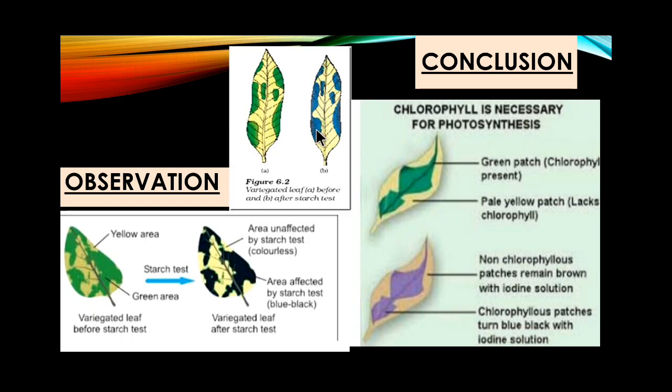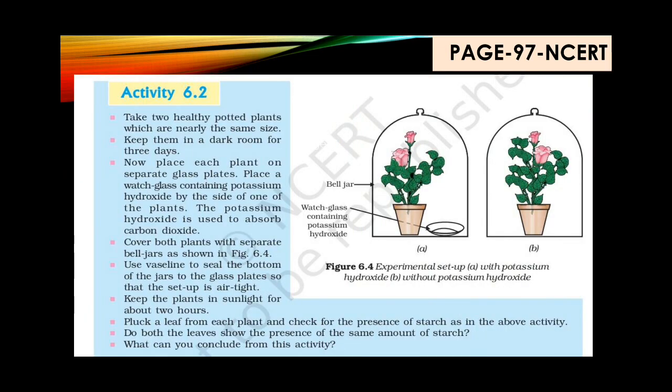Okay, so therefore we can say chlorophyll is necessary for photosynthesis. Now next is given on page number 97, where an experiment is set up with potassium hydroxide, because potassium hydroxide absorbs carbon dioxide. Okay, now this shows that carbon dioxide is necessary for photosynthesis.